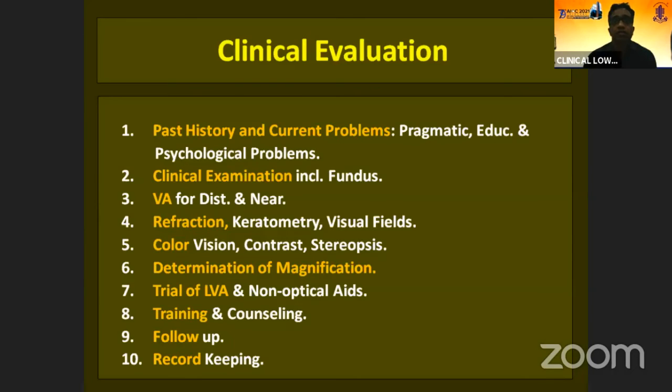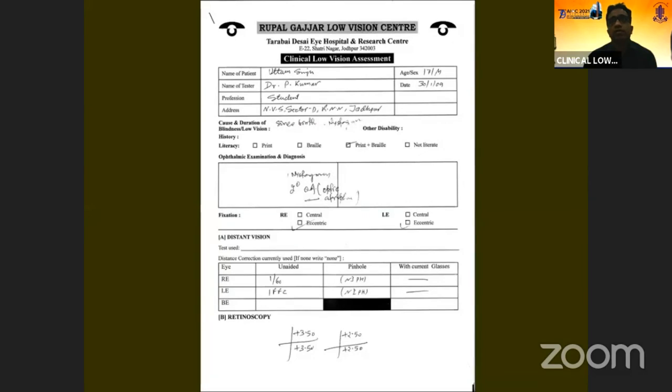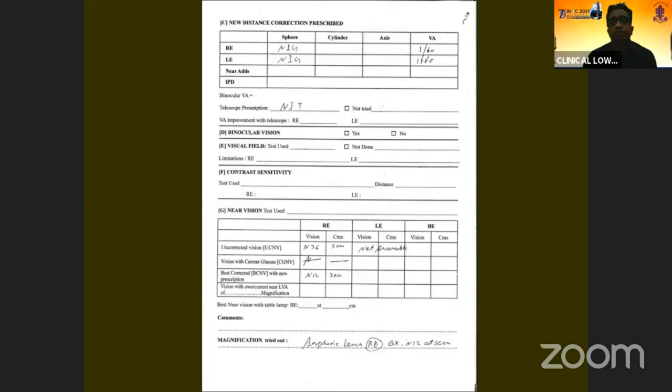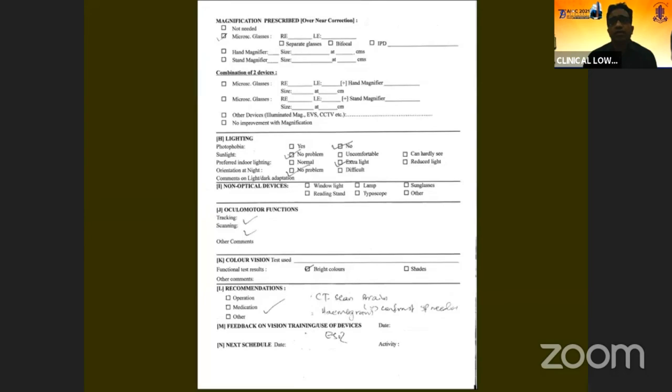And this is all listed: how we start with the history, and then clinical examination, visual acuity, refraction, color vision, and a trial of the LVA, low vision aids, to see which one is suitable for the patient according to the patient's needs, follow up, and we keep the record of the patient for regular follow up. This is one of the charts, as in our OPD we used to do that. The detailed history of the patient, and we maintain the record, and we keep on the regular follow up of the patient.